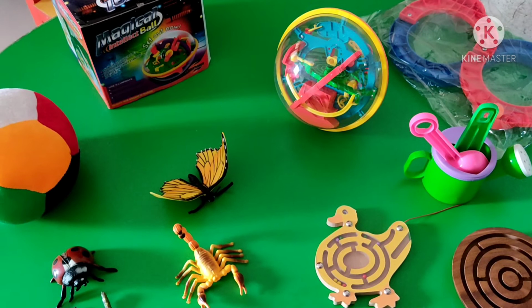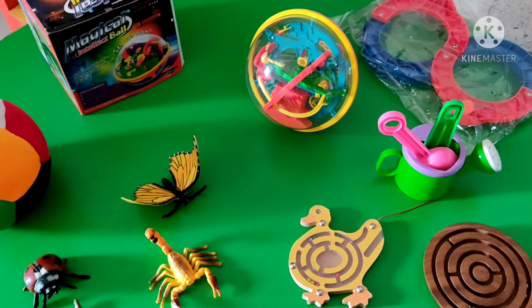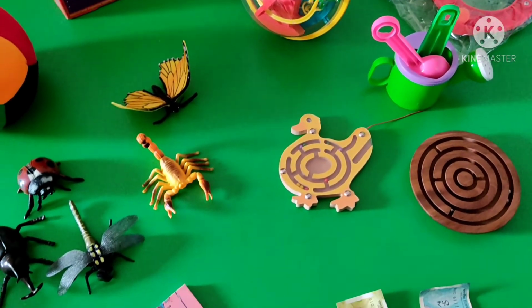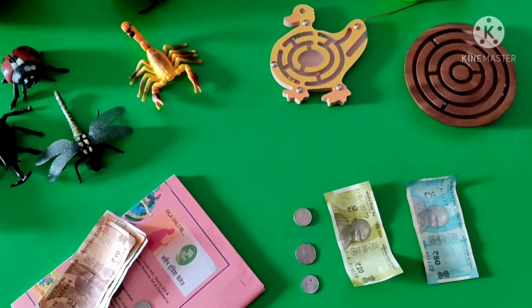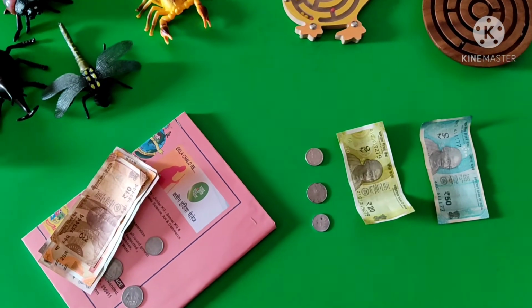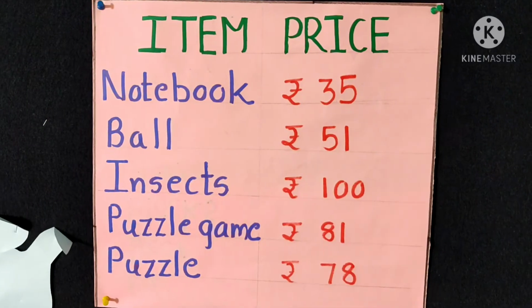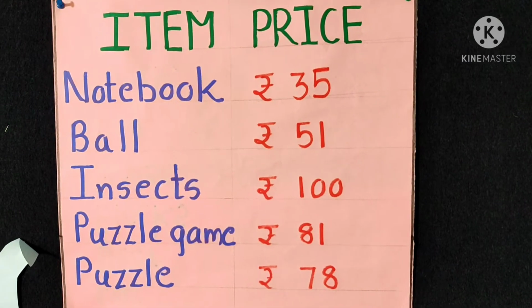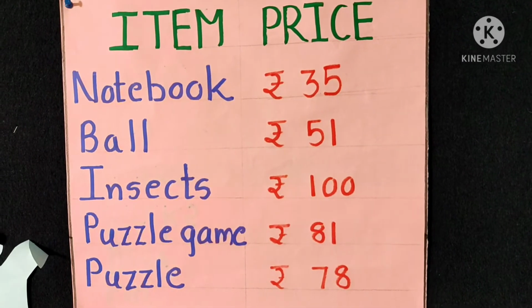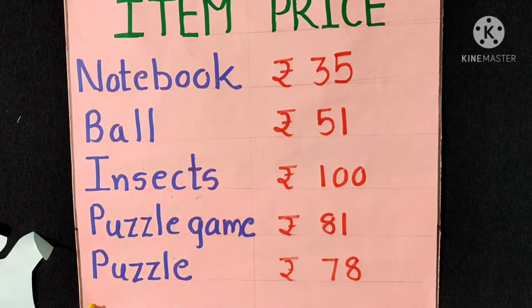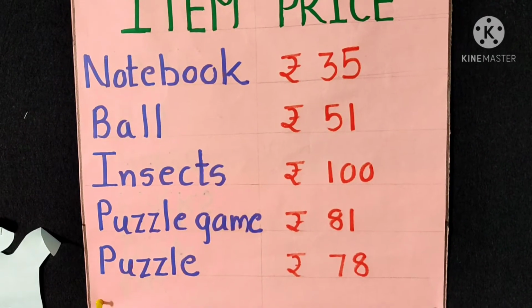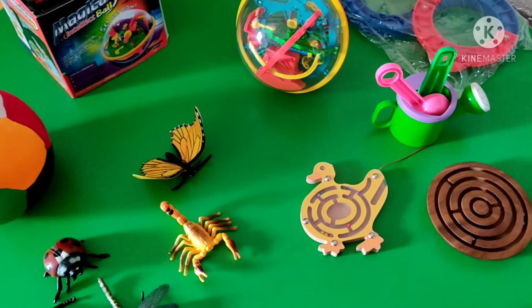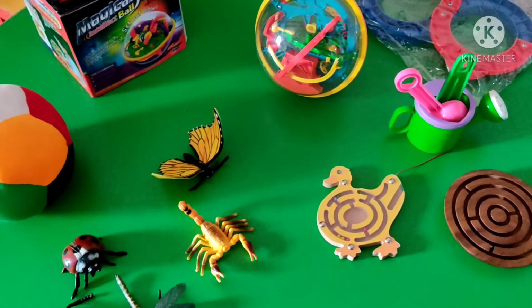Children, you can play this market game with your family members. Make notes and coins using paper, or you can use fake notes also. Then prepare a price list. While preparing the price list, take care that no object or item should cost more than 100 rupees. While playing the game, make a video and send it to the respective teacher.